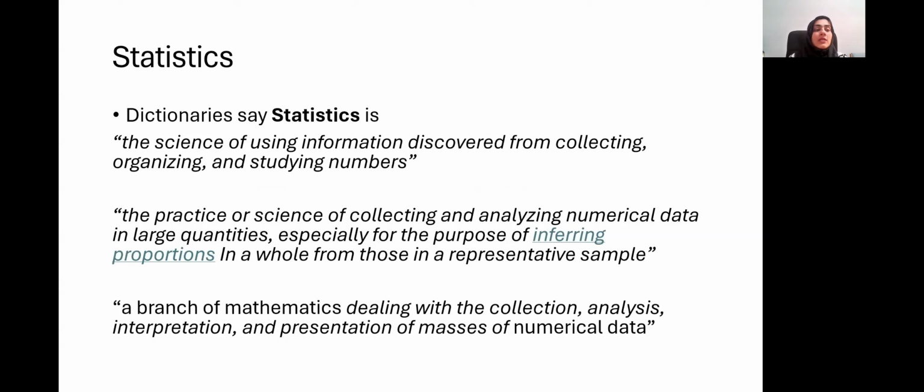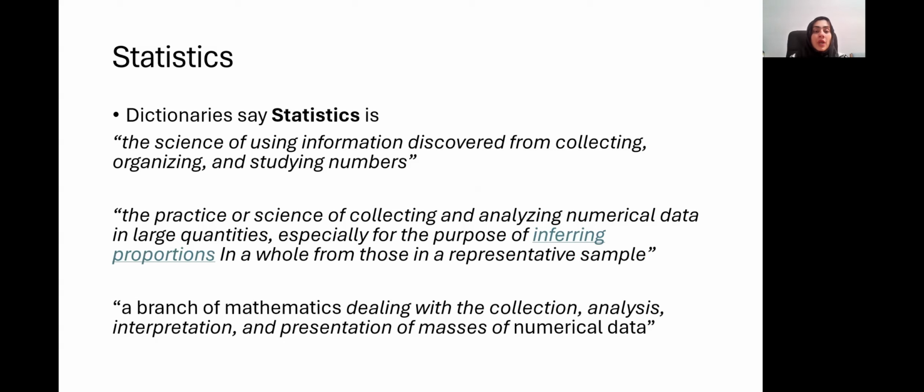The first one says that statistics is the science of using information discovered from collecting, organizing, and studying numbers. According to the second, it is the practice or science of collecting and analyzing numerical data in large quantities, especially for the purpose of inferring proportions in a whole from those in the representative sample. The third one defines it as a branch of mathematics, which deals with the collection, analysis, interpretation, and presentation of masses of numerical data.